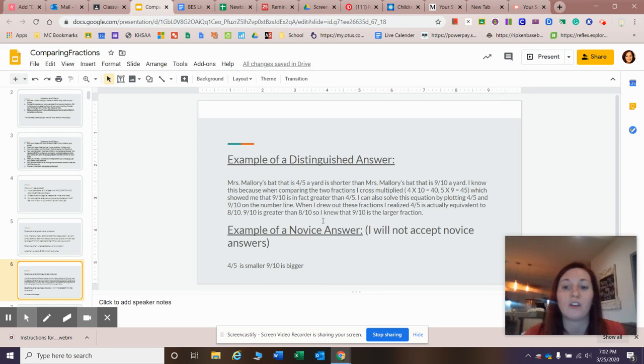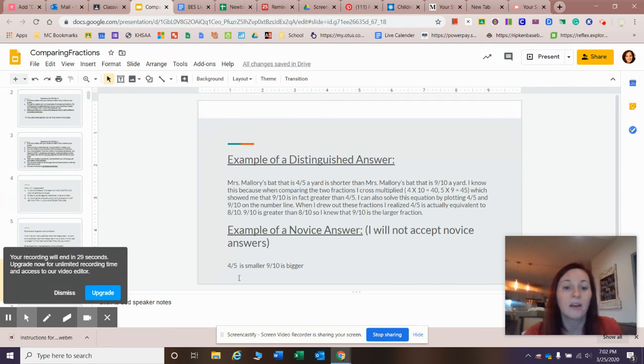I can also solve this equation by plotting 4/5 and 9/10 on a number line. When I drew out these fractions, I realized 4/5 is actually equivalent to 8/10. 9/10 is greater than 8/10, so I knew that 9/10 is the larger fraction. That's what I want out of your comments. Here's an example of a novice answer, which I will not accept and will send right back to you: 4/5 is smaller, 9/10 is bigger. Unfortunately, I saw this on our NTI Day 5 quiz. We are shooting for the better answers.